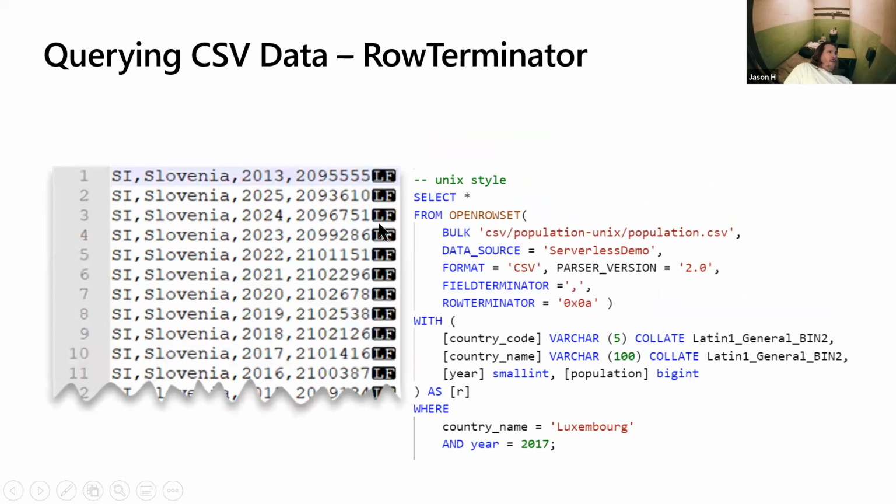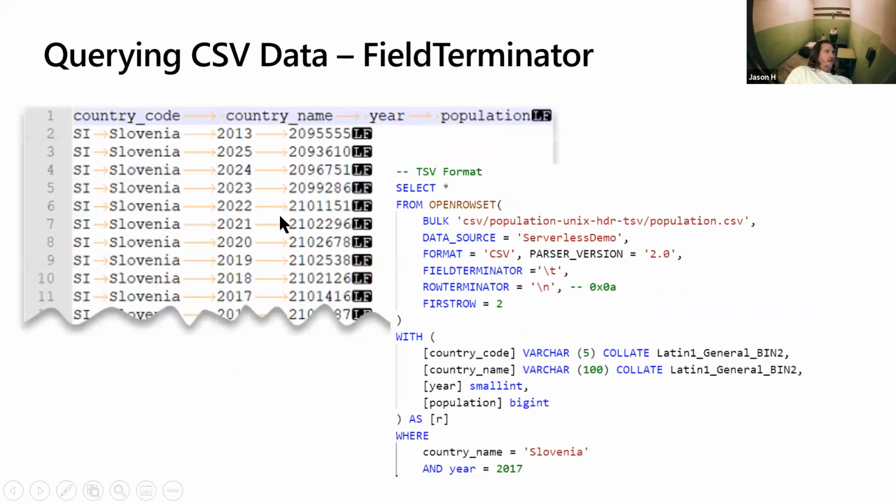Unix style. So in this case, we just have a line feed. Notice that the row terminator has changed a little bit. I'm still doing kind of the same query, and it's just a different data set. So nothing too exciting. If I'm using tabs, then I can change the value of the field terminator. And also notice that I'm skipping the first row here. I'm doing first row 2. So that would be how I'd process a CSV, or sorry, not a CSV, a tab separated values file. Okay.